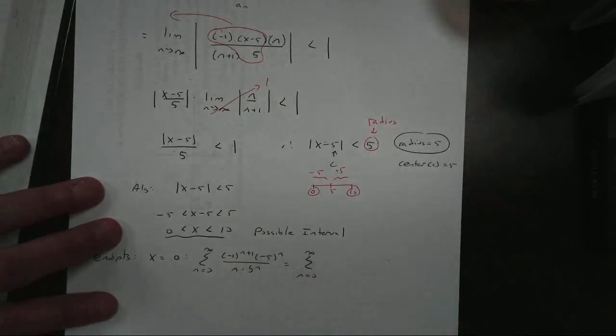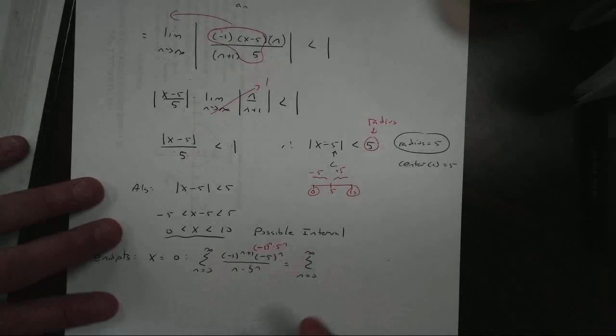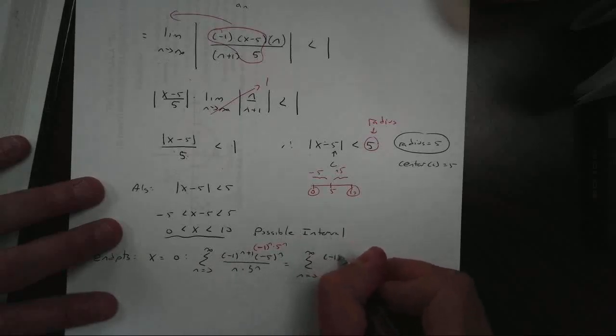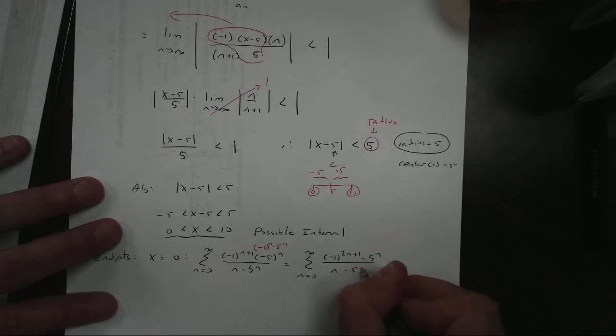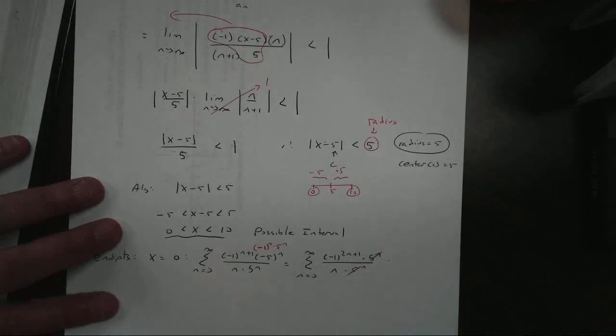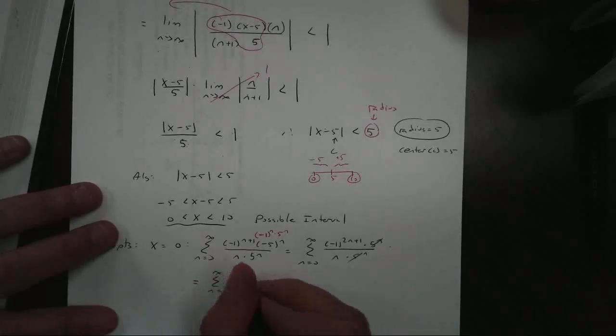If I pull this out, ready? This is really saying negative 1 to the n times 5 to the n. So if I have negative 1 to the n and negative 1 to the n plus 1, we get negative 1 to the 2n plus 1 times 5 to the n. Those cancel. This is the hardest one there is, which is going to equal from 0 to infinity.